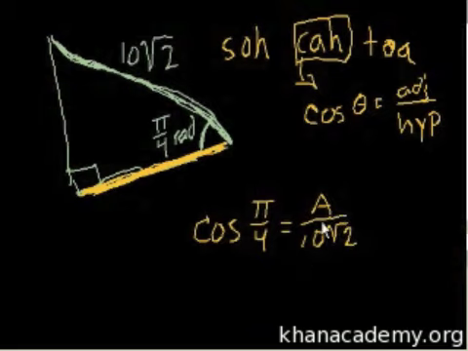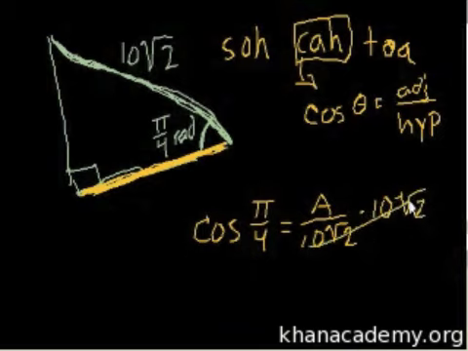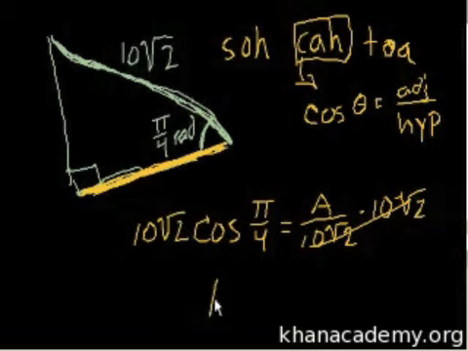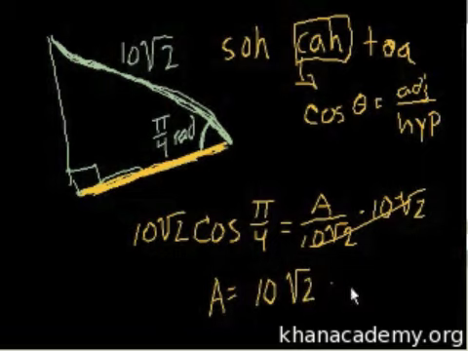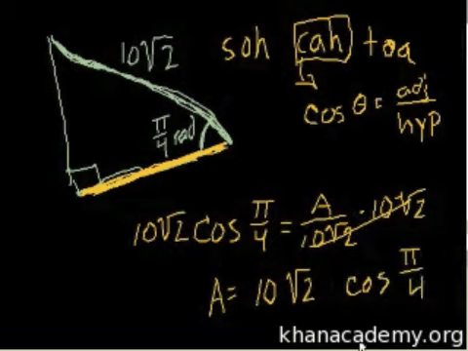So we can solve for A by multiplying both sides of this equation by 10 square roots of 2, and we will get, because right, if we just multiply times 10 square root of 2, these cancel out, and then you get a 10 square root of 2 here. So you get A is equal to 10 square roots of 2 times the cosine of pi over 4. This looks very complicated. Now you're probably saying, Sal, this does not look too simple, and I don't know how big the cosine of pi over 4 is.